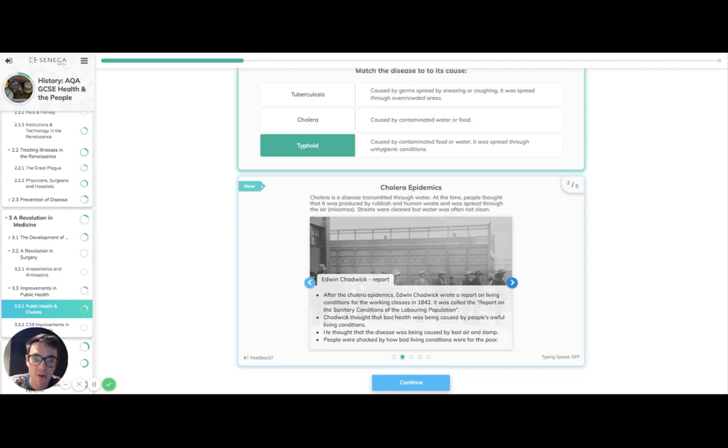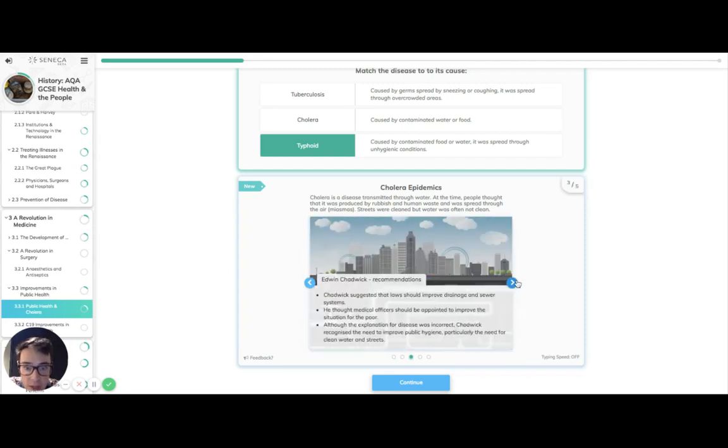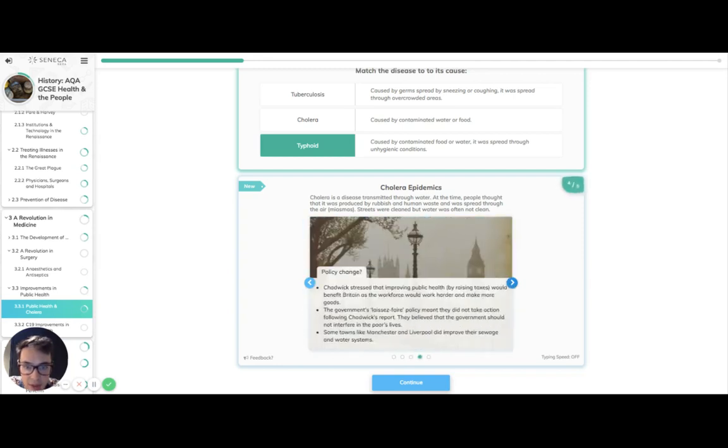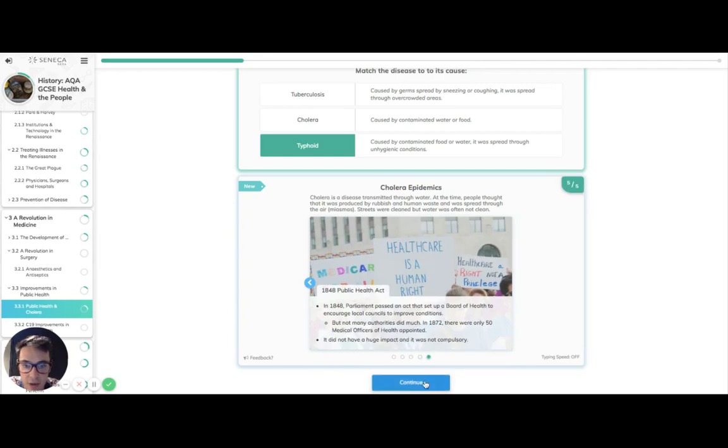Edwin Chadwick wrote a report on living conditions in 1842 called the Report on the Sanitary Conditions of the Labouring Population. He was shocked by how bad conditions were. He recommended improved drainage and better sewage systems. Did policy change? Not really. The government had a laissez-faire approach and not much happened.